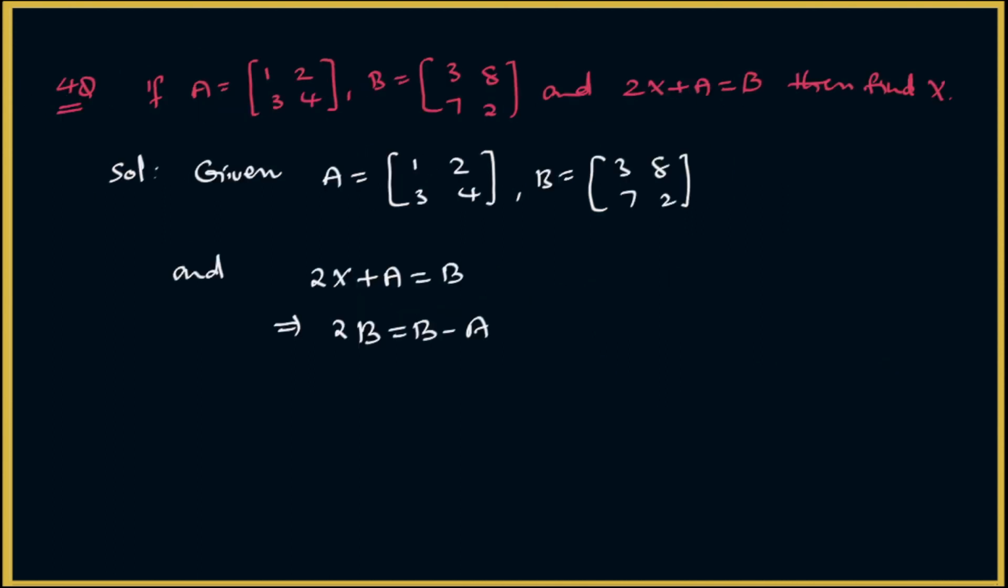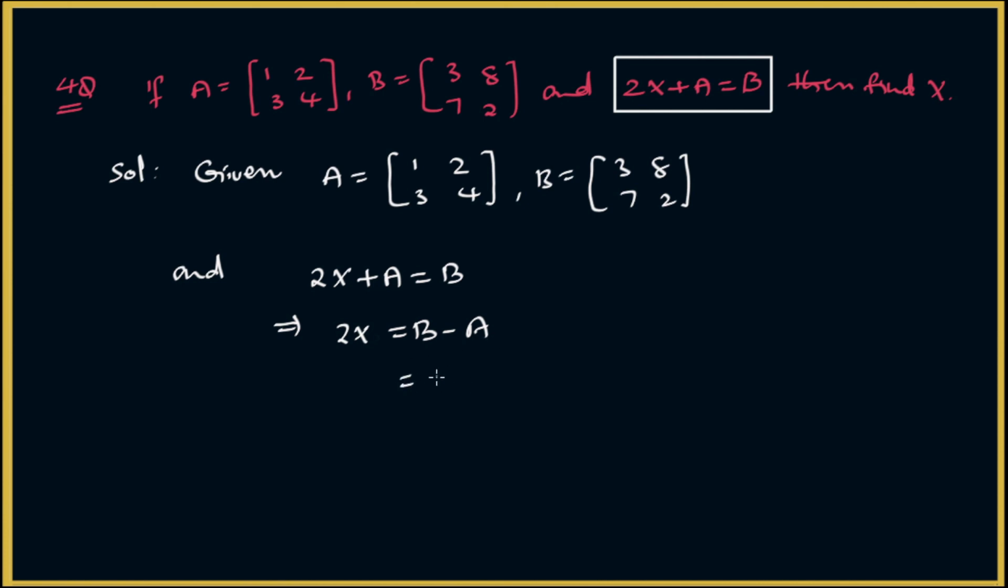Now the fourth problem: A and B are given as well as the relation between A and B. So 2X plus A equals B. Then find the value of X. So first write down the given matrices A as well as B, and the relation between A and B: 2X plus A equals B. From this, if you make X the subject, we have to find the value of X. So making X the subject, 2X becomes B minus A.